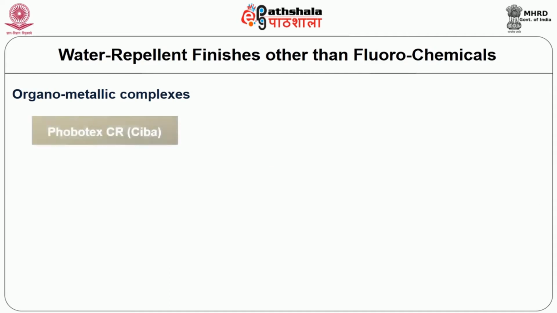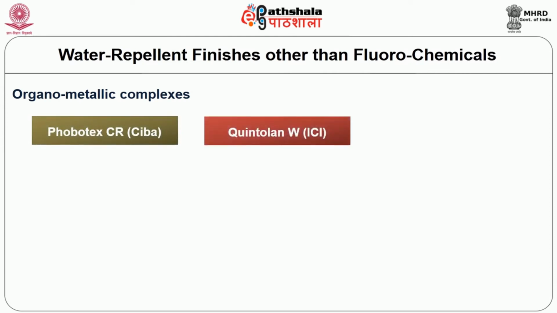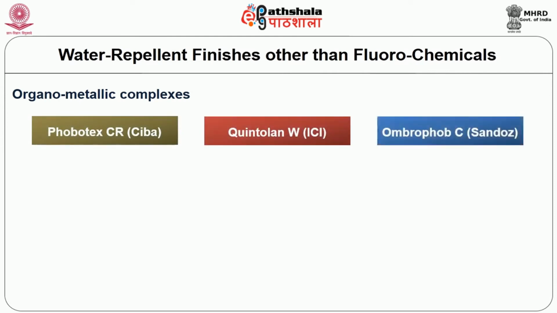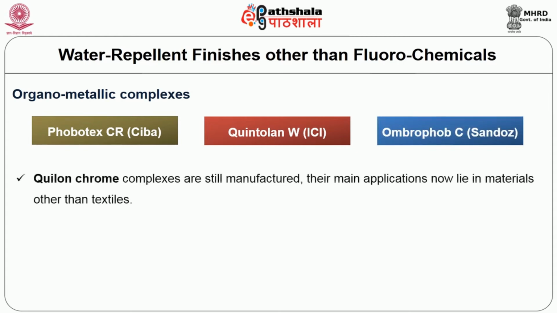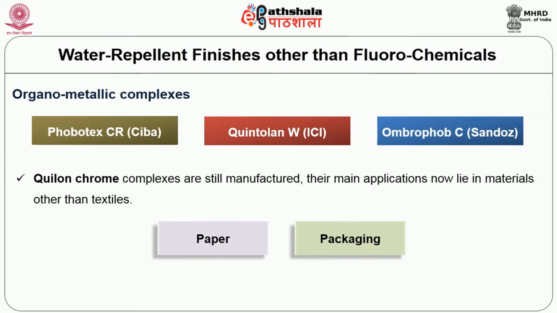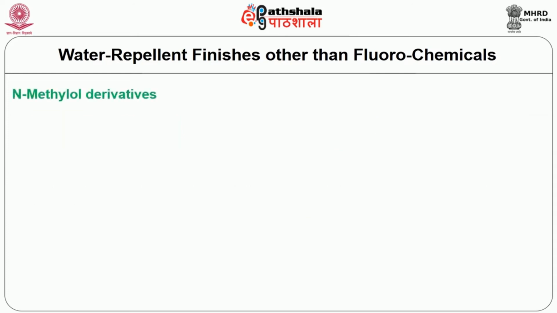For example, Phobotex CR, that is Ciba, Cutolon W and Ombrophobe. While Quilon chrome complexes are still manufactured, the main applications now lie in materials other than textiles, such as paper, packaging, release films and leather. The next one is methylol derivatives.